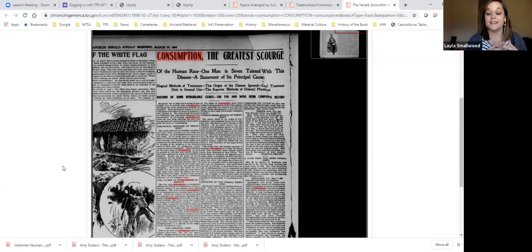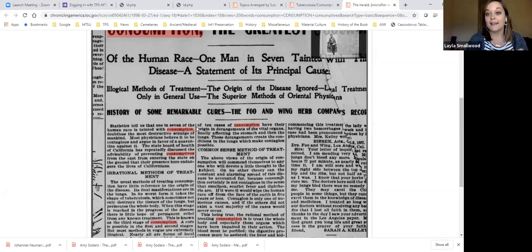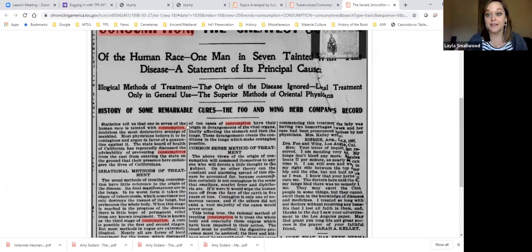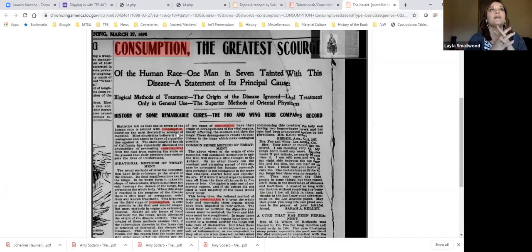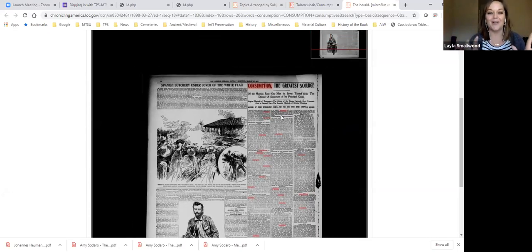And now they're starting to see consumption or tuberculosis as a disease of the poor, like those posters that Kira showed us. So we're seeing this shift in public perception as you look at the differences in the newspaper articles in the years. So here you see consumption is highlighted in red. Every single time it's written in the article, you're going to see it highlighted, which makes it so much easier when searching, because you don't see this massive sea of text. You see a red word and you know exactly where to go. It makes it a lot easier.